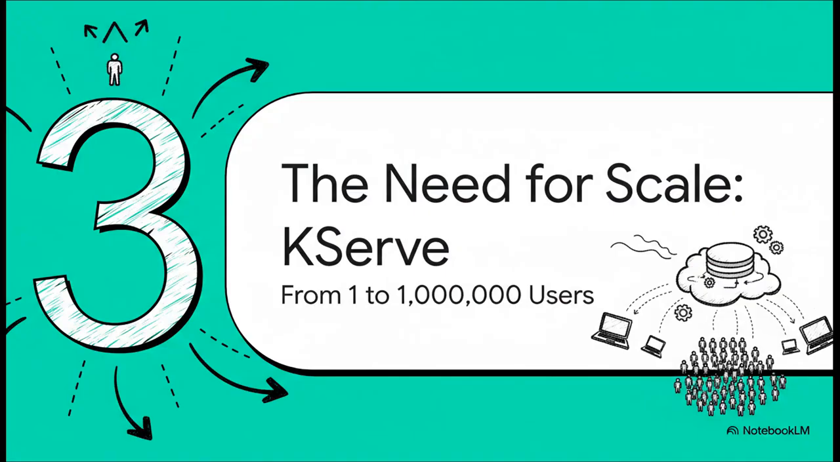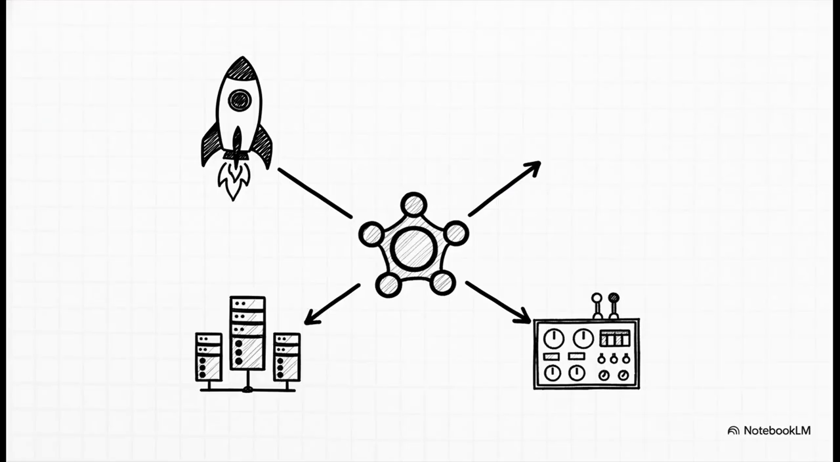Okay, so vLLM makes a single model run incredibly fast. That's awesome. But what happens when you need to serve a dozen different models to thousands or maybe even millions of users all at the same time? Now you have a problem of scale. And this is where our second hero, KServe, comes into the picture.